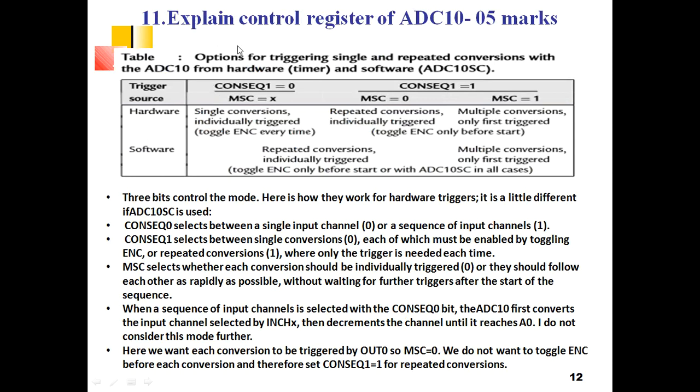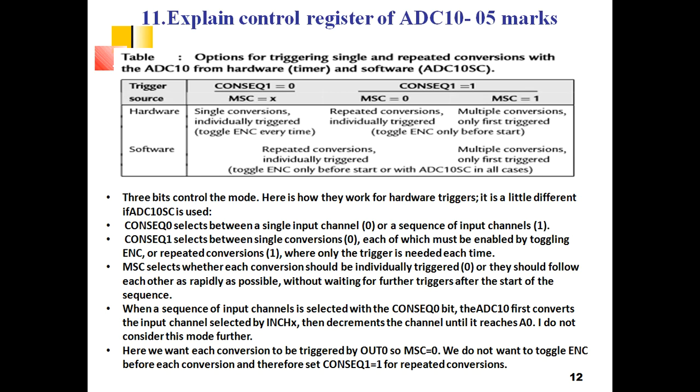Next, question number 11. Explain the control registers of ADC10. Then what is the triggering method? Let's continue, and you have seen now here. Next we'll see the control registers of ADC10, how the control of ADC10 is done. Here you can see in the diagram that by using hardware and software you are going to trigger the ADC10, and after that it is going to perform the conversion.